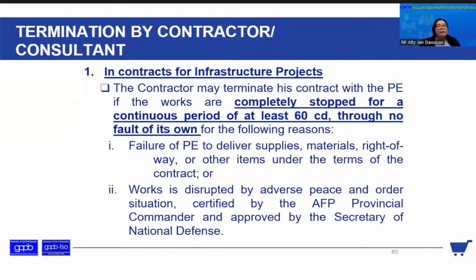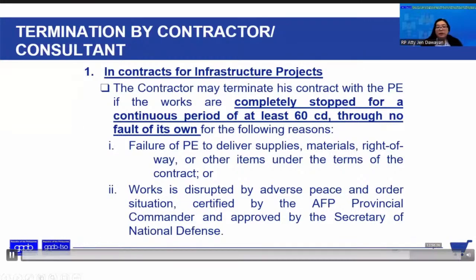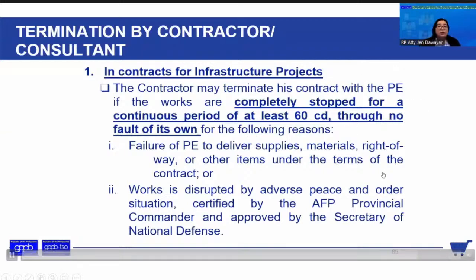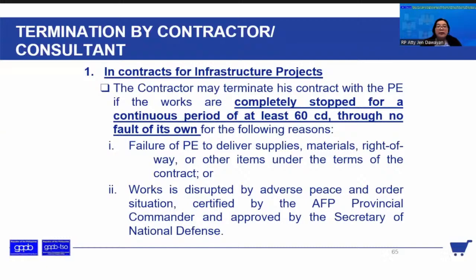And then failure of the procuring entity to deliver the supplies, yung materials, if there are such in the contract, as a matter of obligation, right of way kung sakali may problem, or other items under the terms of contract. And then the work is disrupted by adverse peace and order situation as certified by the AFP, and approved by the Secretary of Defense.